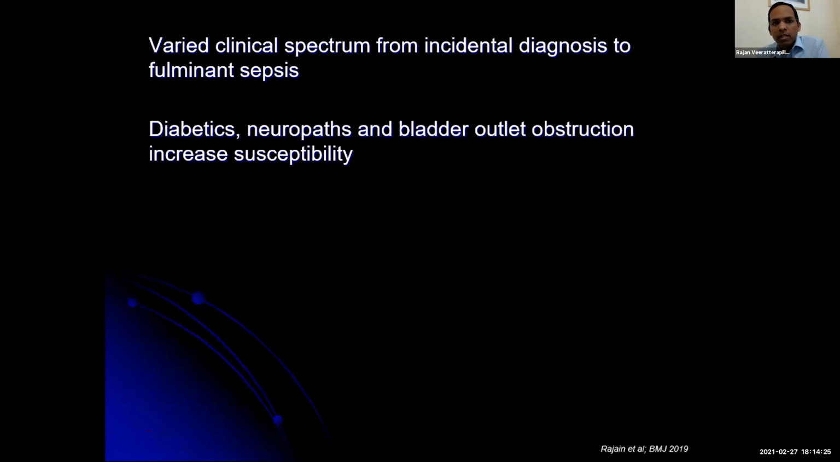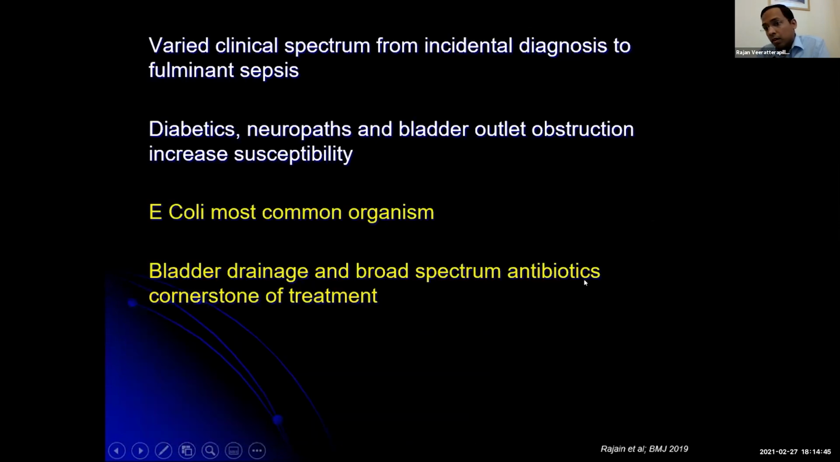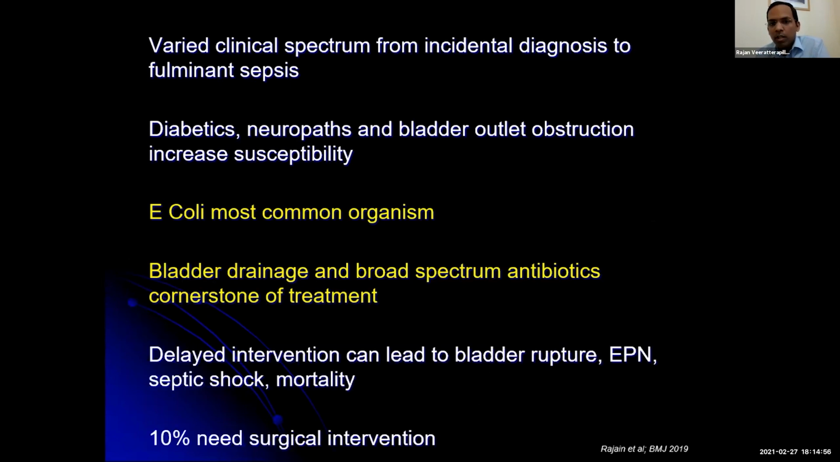Moving on to emphysematous cystitis. This is a pretty varied clinical spectrum, from incidental diagnosis to fulminant sepsis, often seen in diabetics, neuropaths, and patients who've got bladder outlet obstruction. On the scan, you can see a little rim of air all around the bladder wall, and some air in the bladder as well. And unsurprisingly, E. coli seems to be the most common organism. That's the running theme in all these cases. The cornerstone of treatment is bladder drainage with a catheter and broad-spectrum antibiotics.